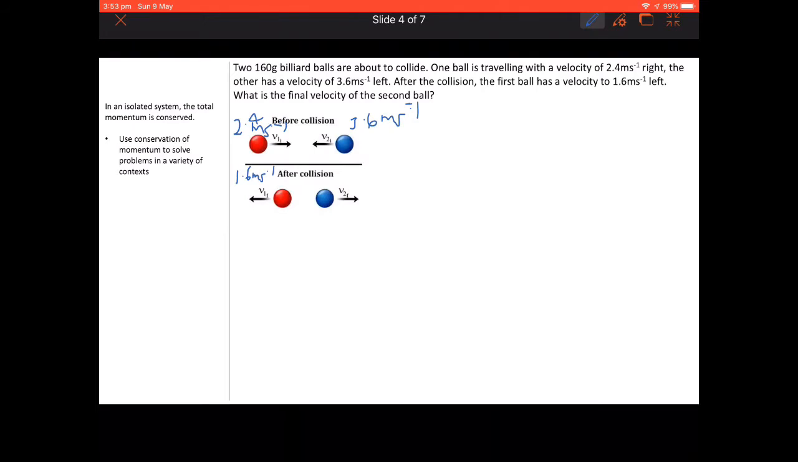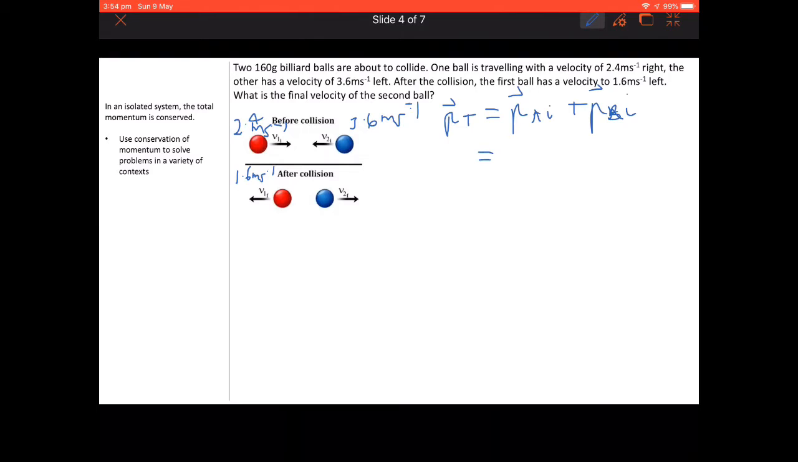The first way that you might do this is by finding first the total momentum of the system. So P, or momentum total, is equal to the momentum of, or the initial momentum of ball A plus the initial momentum of ball B.